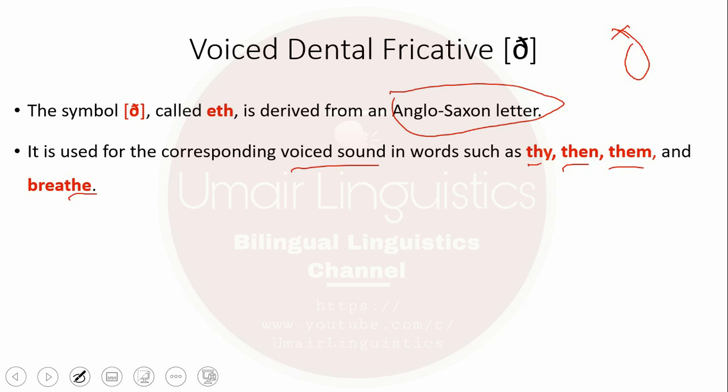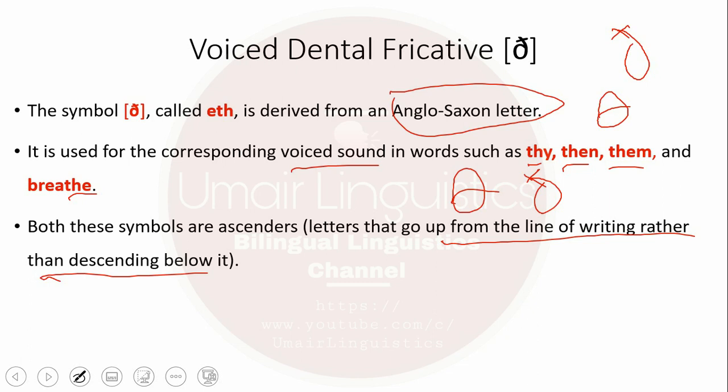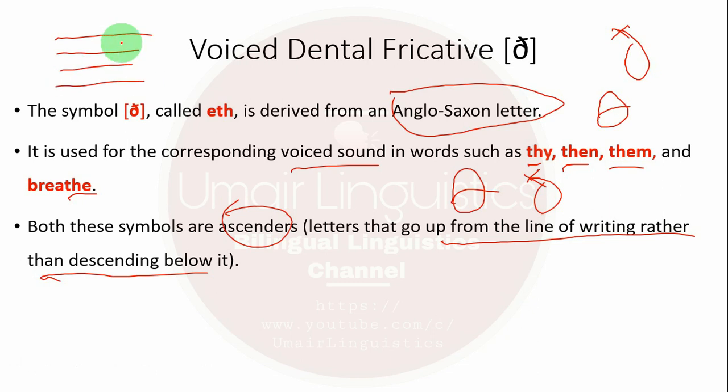As we have talked about, its counterpart, which is voiceless, is theta, and eth is the voiced counterpart of theta. Both these symbols actually go up from the line of the writing rather than descending below it, so both of these symbols are called ascenders. As I have already given you the example, in childhood we start writing on a page which has 4 lines, so we write these symbols in the above 3 lines, not descending below the 3rd line. Therefore these are called ascenders.